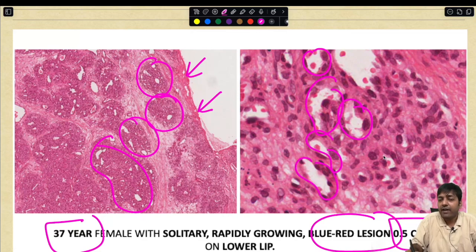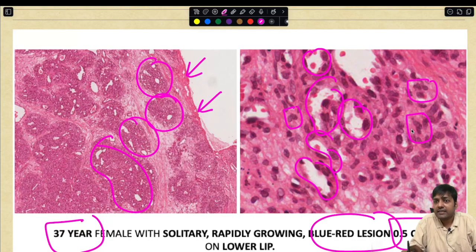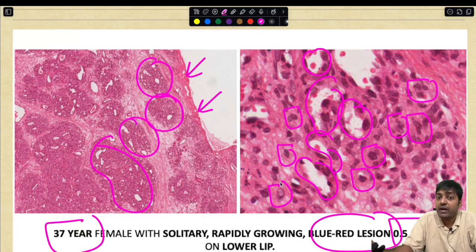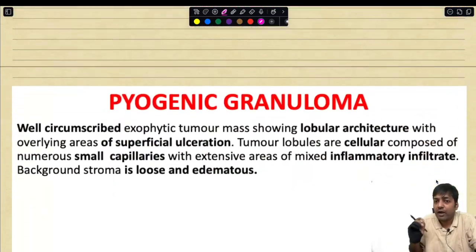Very importantly, among these blood vessels, you have multiple mixed inflammatory cells. You have neutrophils over here, then you have lymphocytes, and plasma cells are there. So there is lots of inflammation with predominant neutrophilic infiltration. You can see another neutrophil over here. So there are features of capillary hemangioma along with inflammation and ulceration. This is classically a case of pyogenic granuloma.